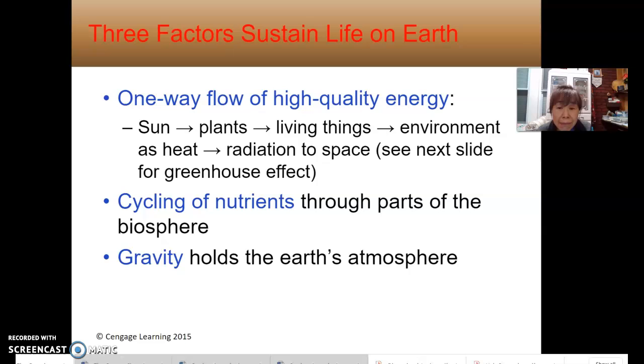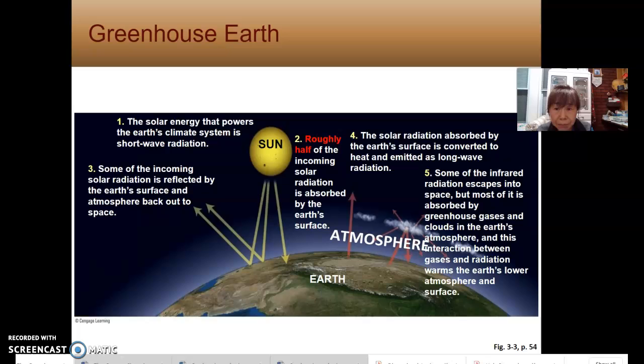And then we have a limited amount of matter on Earth, so the nutrients are cycled through the atmosphere. Obviously, gravity holds the atmosphere close to us. Otherwise, we would have nothing to breathe in.